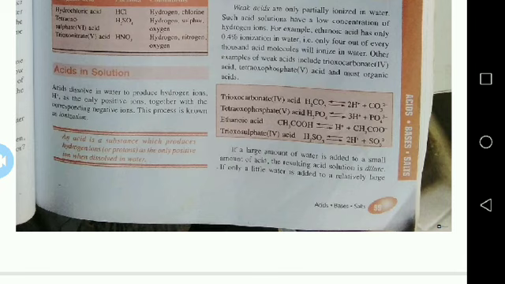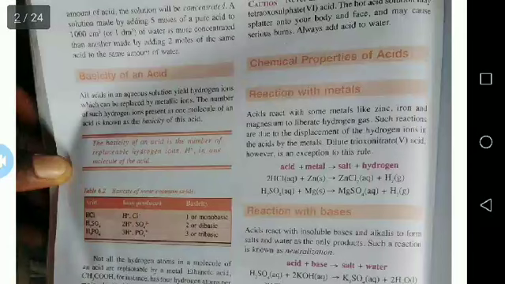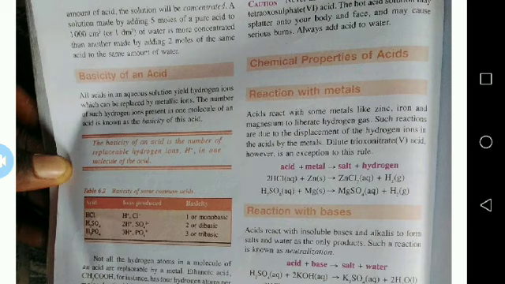Now, let's look at the basicity of some common acids. So we have types of basicity. We have monobasic, we have dibasic, and we have tribasic. Monobasic acid. Now I will read it very well. It's not in the notes, so please pay attention. Please take the note. It's not in the note there, so please listen carefully and take the note.